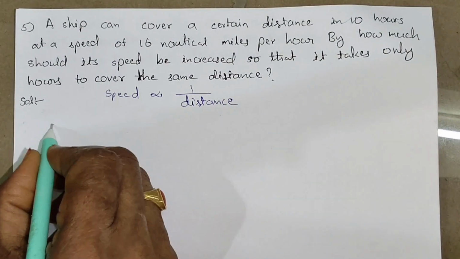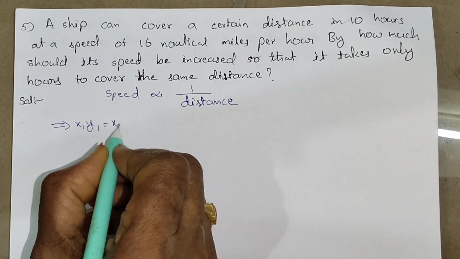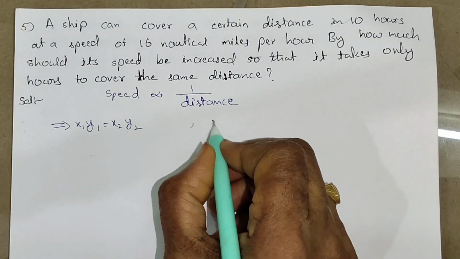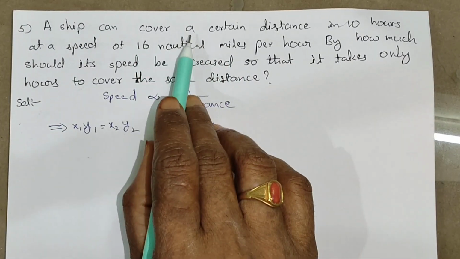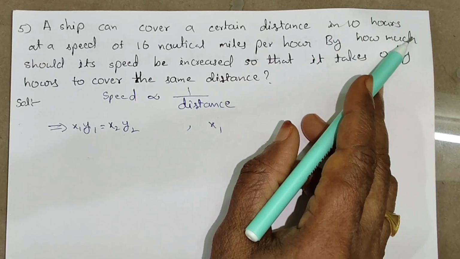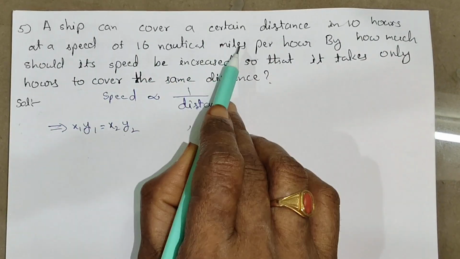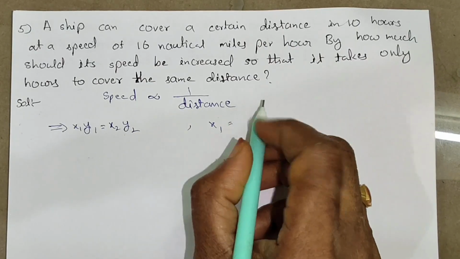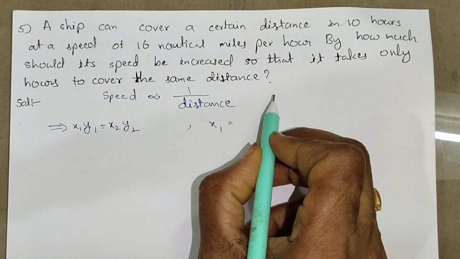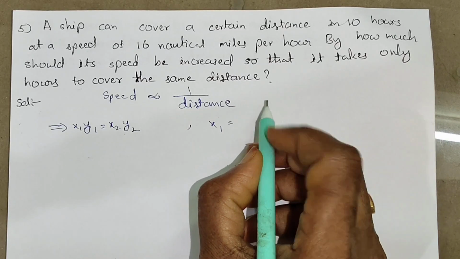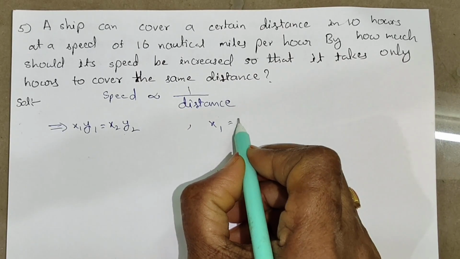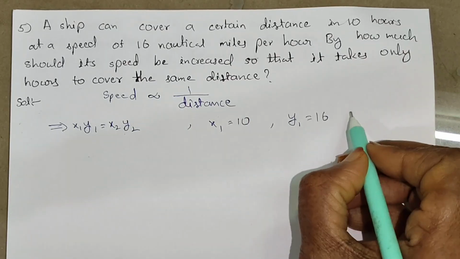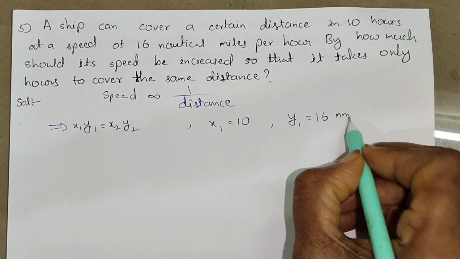So here the ratio is x1 y1 equal to x2 y2. So now here x1 equal to, here covers a certain distance in 10 hours at the speed of 16 nautical miles. Here x1 equal to 10 hours, y1 equal to 16 nautical miles per hour.